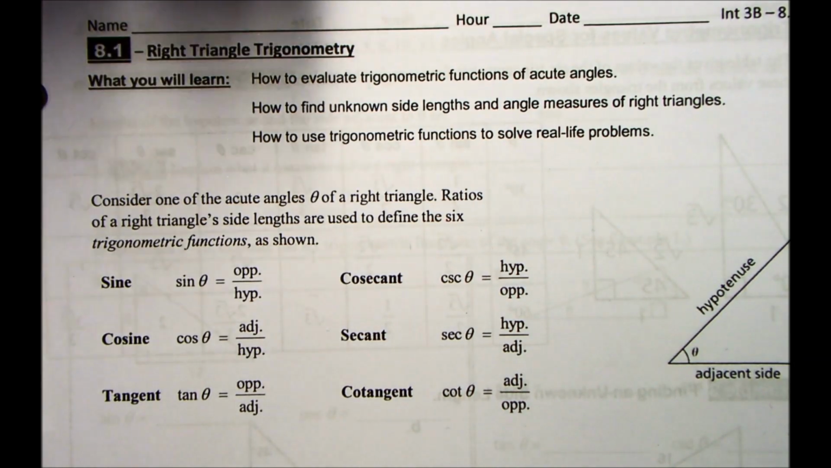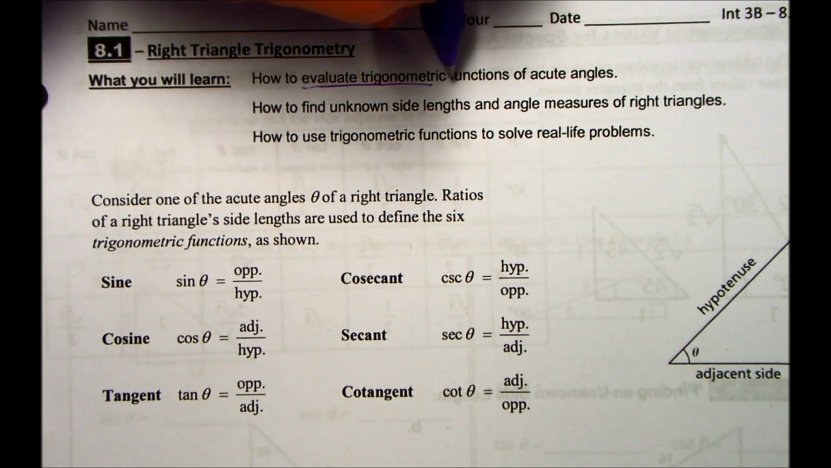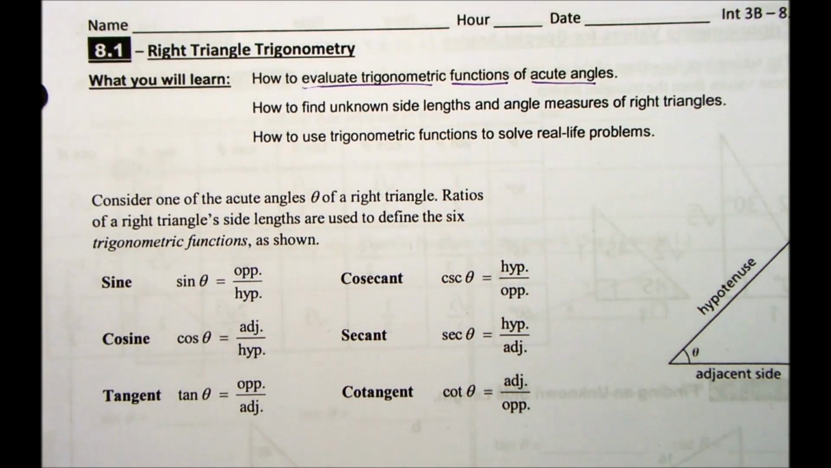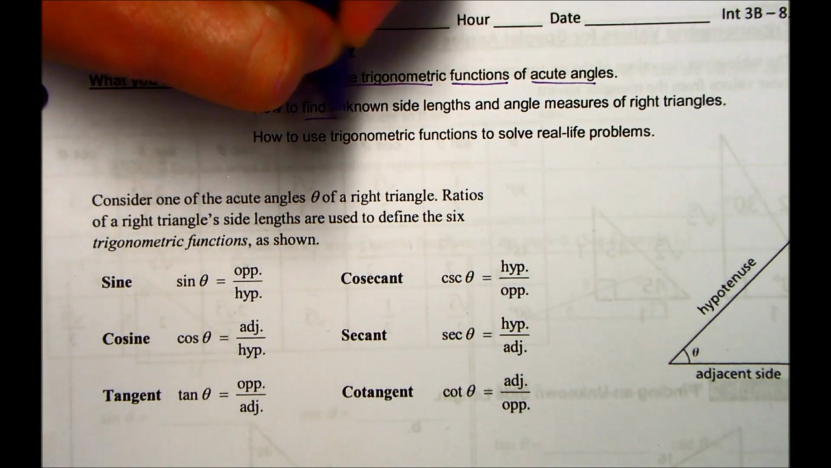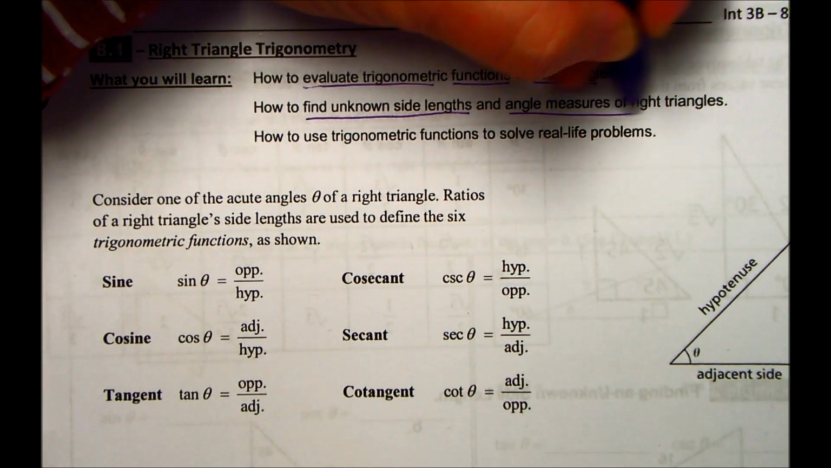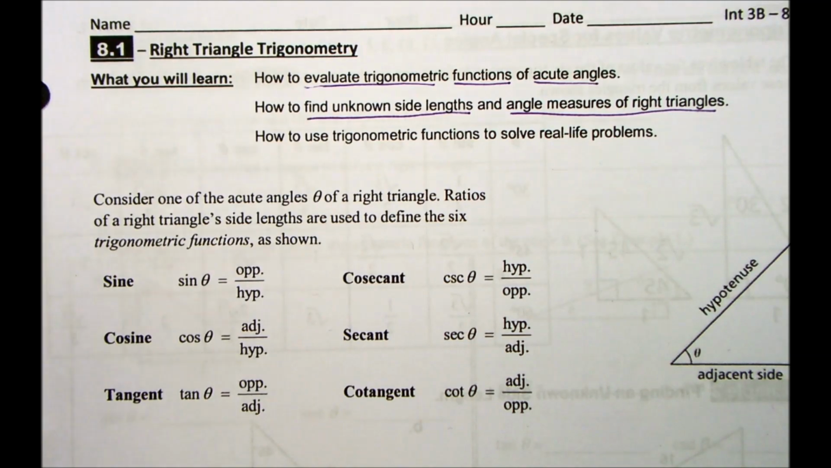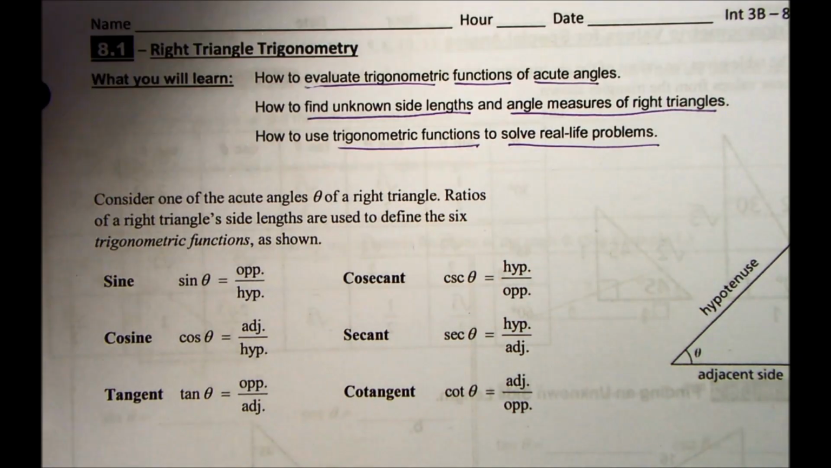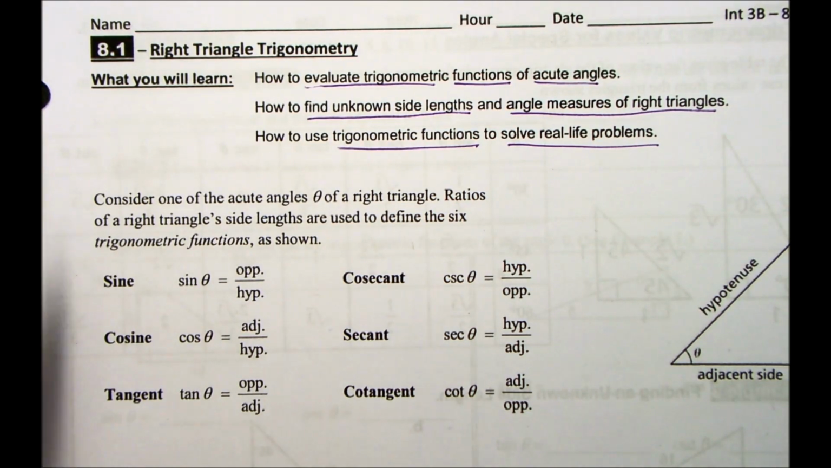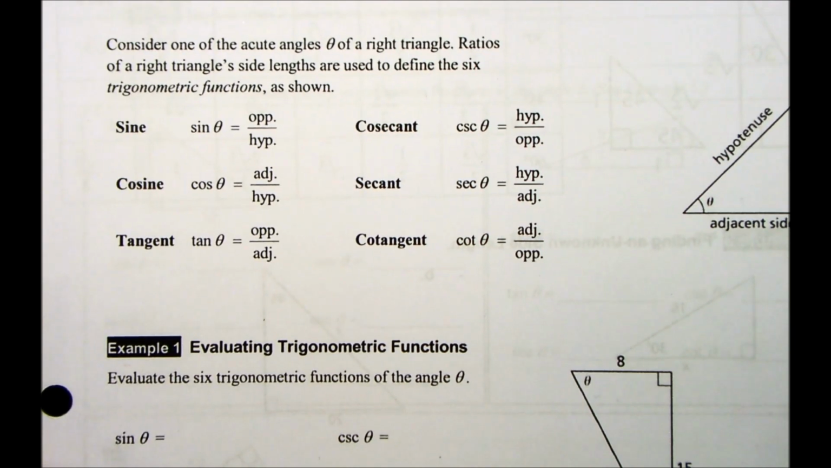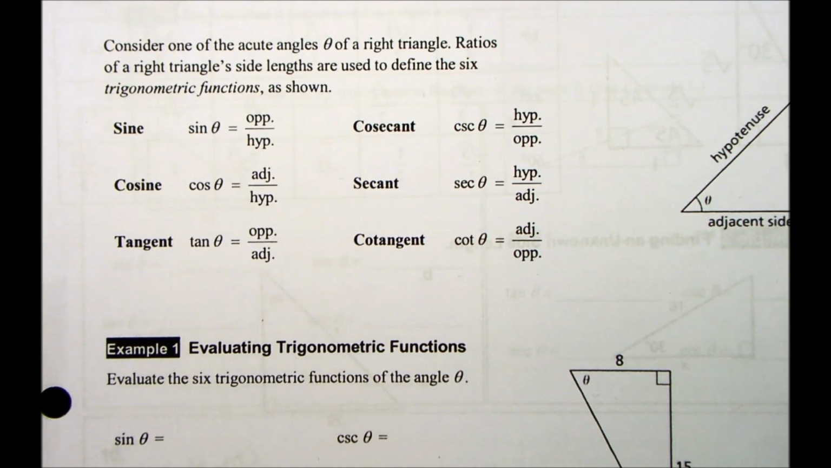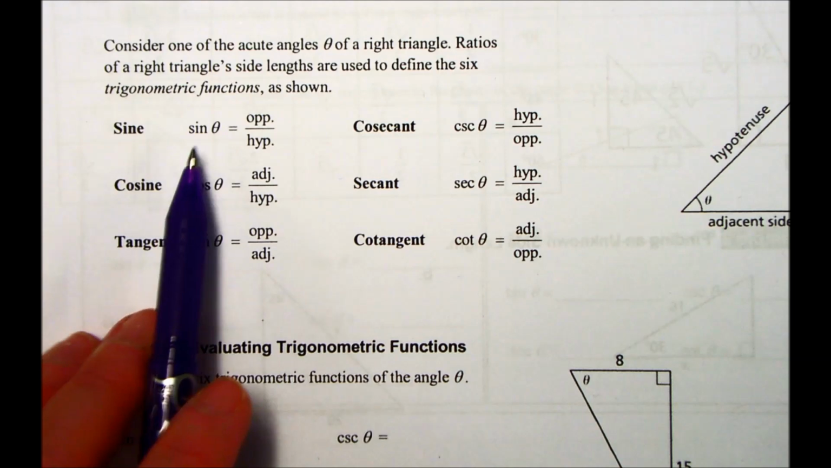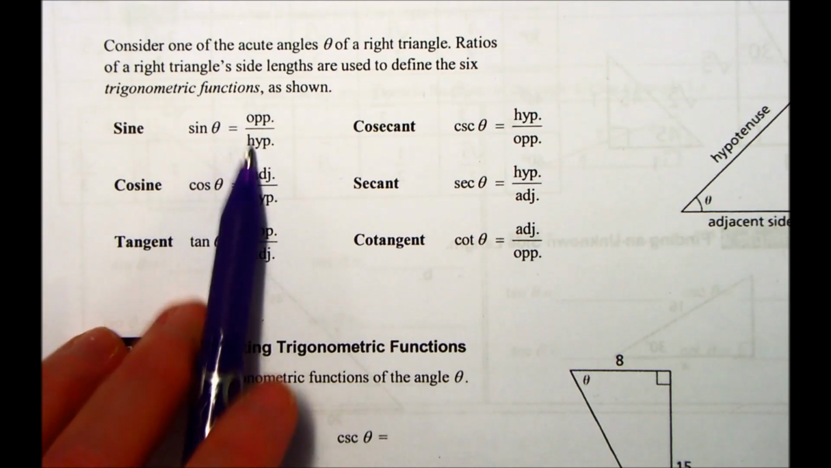We are going to learn how to evaluate trigonometric functions of acute angles that are in a right triangle. We're going to learn how to find unknown side lengths and angle measures of right triangles, and how to use trigonometric functions to solve real-life problems. So those are the goals for the day, or things that we're going to learn in this section.